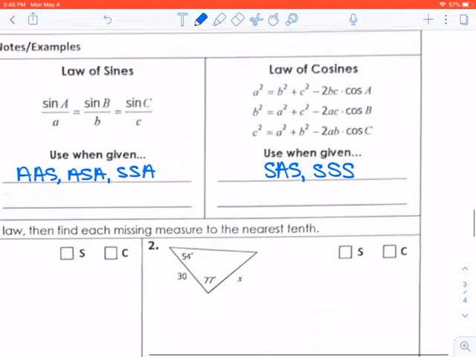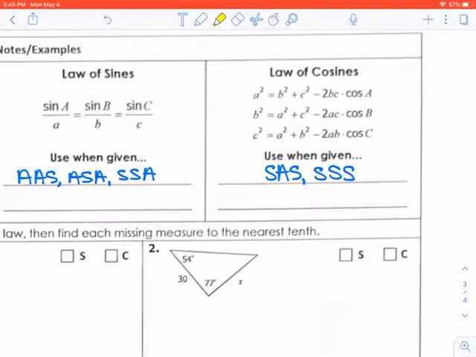I personally like to remember law of cosines, I feel like it's easier to remember these two, side angle, side, side, side, side. And then if it's not either of those, then I know I use law of sines. So for me, law of cosines, just memorizing side angle, side, or side, side, side, way easier. And then I know if it's not that, I use law of sines.